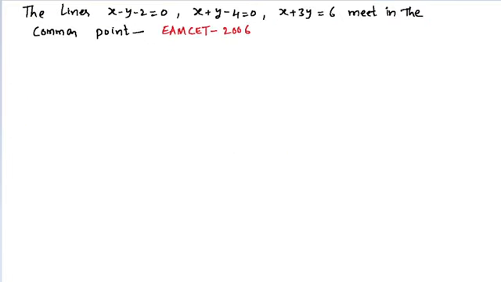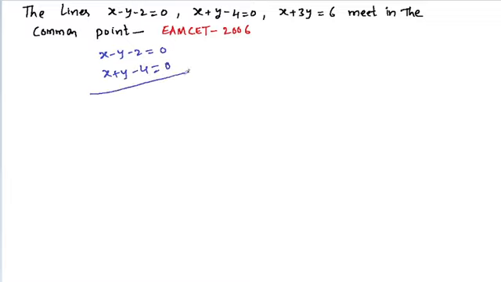The lines x minus y minus 2 is equal to 0, x plus y minus 4 is equal to 0, x plus 3y is equal to 6 meet in the common point dash. This is an Eamcet 2006 question. Here three lines are given, so common point means solving any 2 lines. Take the first 2 lines, that is x minus y minus 2 is equal to 0, x plus y minus 4 is equal to 0.